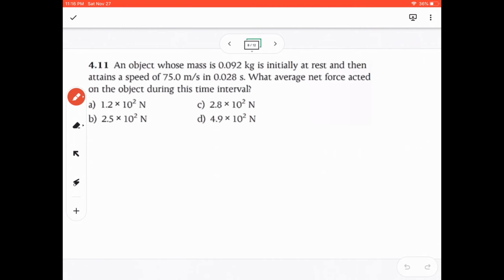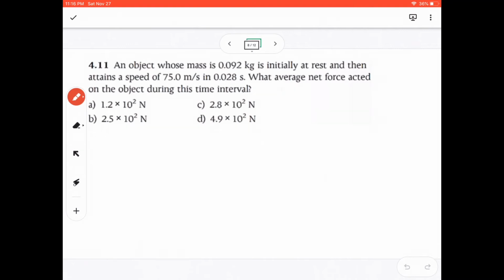Question 11. An object whose mass is 0.092 kilogram is initially at rest and then attains a speed of 75.0 meters per second in 0.028 seconds. What average net force acted on the object during this time interval?